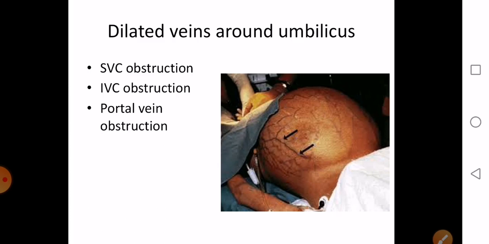And from the above discussion, we have figured out that there is dilatation of veins when there is SVC obstruction, there is dilatation when there is IVC obstruction, and there is also dilatation when there is portal vein obstruction. So how do we figure out which obstruction is causing the dilated veins around the umbilicus?